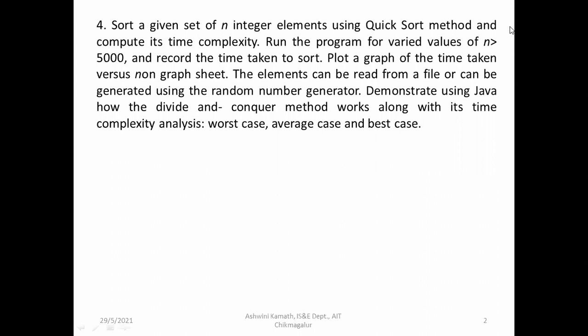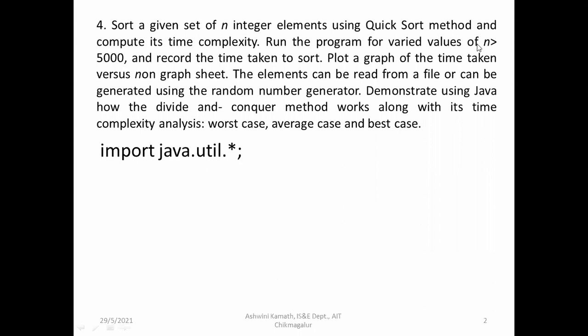The elements can be read from a file or can be generated using the random number generator. Demonstrate using Java how the divide and conquer method works, along with its time complexity analysis: worst case, average case, and best case. So here we have already discussed worst case, average case, and best case for the quicksort method while discussing the algorithm. Today we'll discuss the Java program on how the quicksort method works.